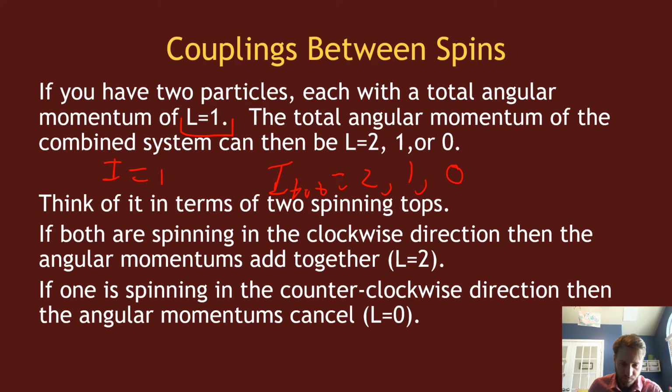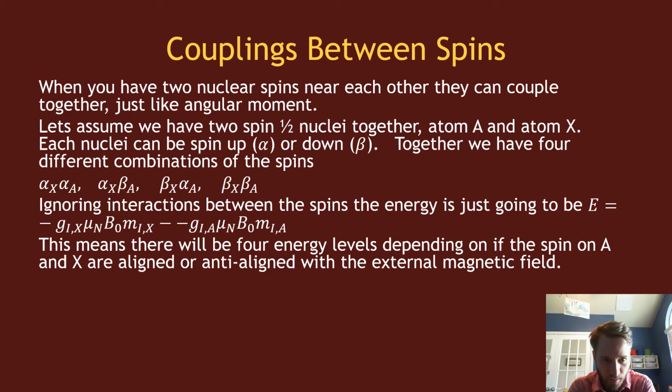Here I'm giving the idea that if you had two tops spinning in the same direction, the total angular momentum in that system adds together, while if they're spinning in opposite directions, the angular momentum destructively adds. The idea is that you're adding this angular momentum together in the direction of the spin of these two nuclei, whether they're pointing in the same direction, perpendicular to each other, or in opposite directions, and that affects what the total spin is in your system.